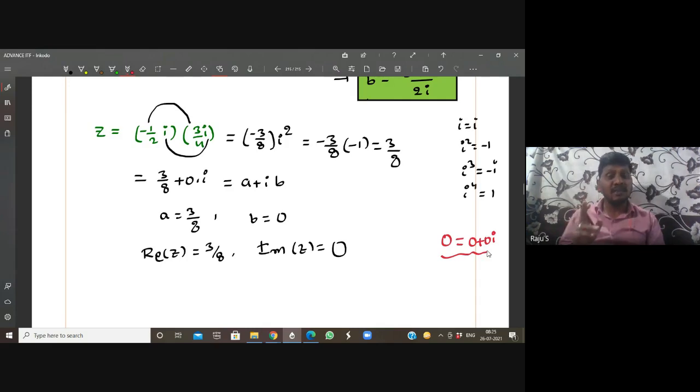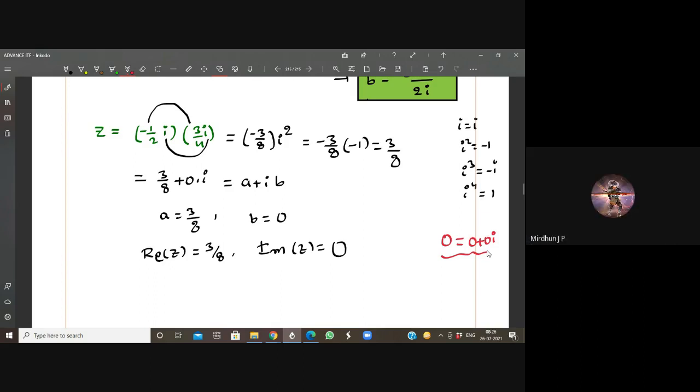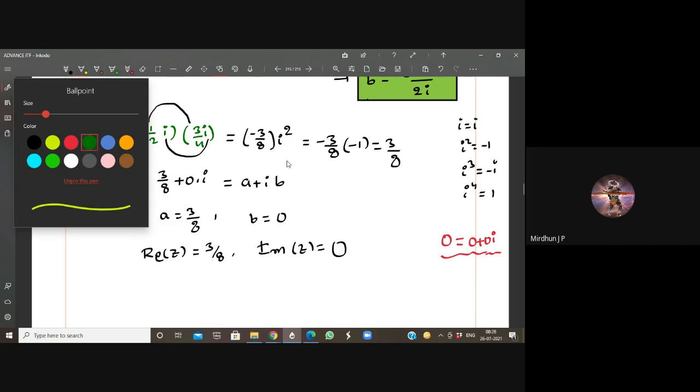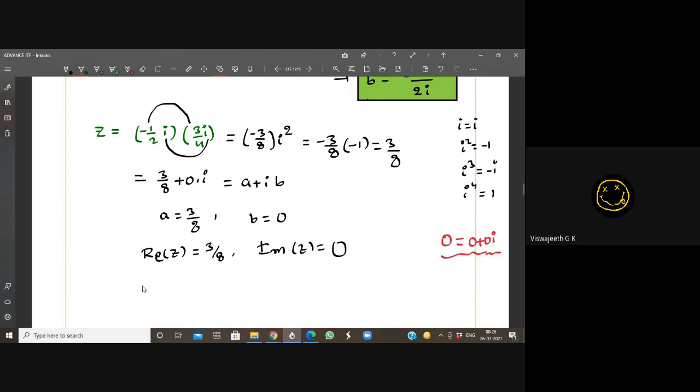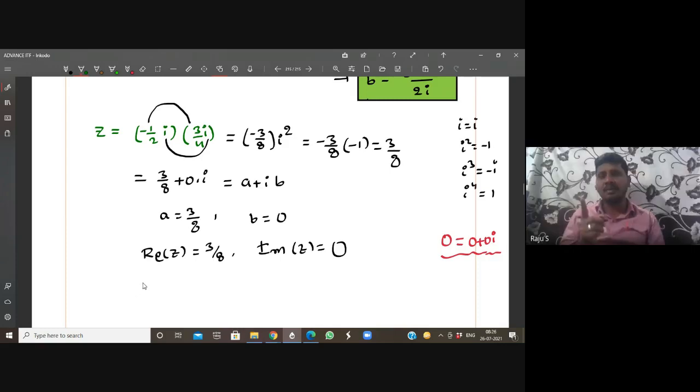Every number, need not be a real number, but every number you can take. This is the largest number system. You can take any number. Sir, we can also say real number is a subset of complex numbers. So every real number is a complex number, so 0 is a complex number. All real numbers are complex, but all complex numbers may not be real numbers.